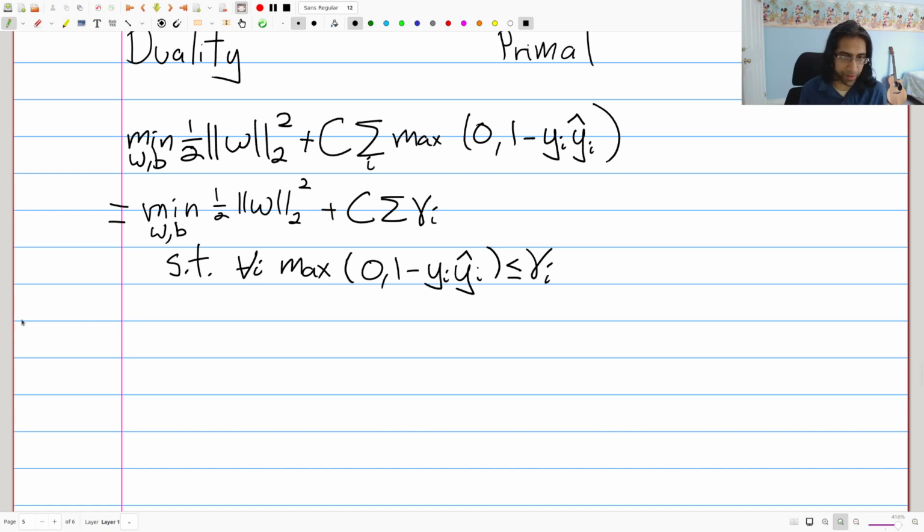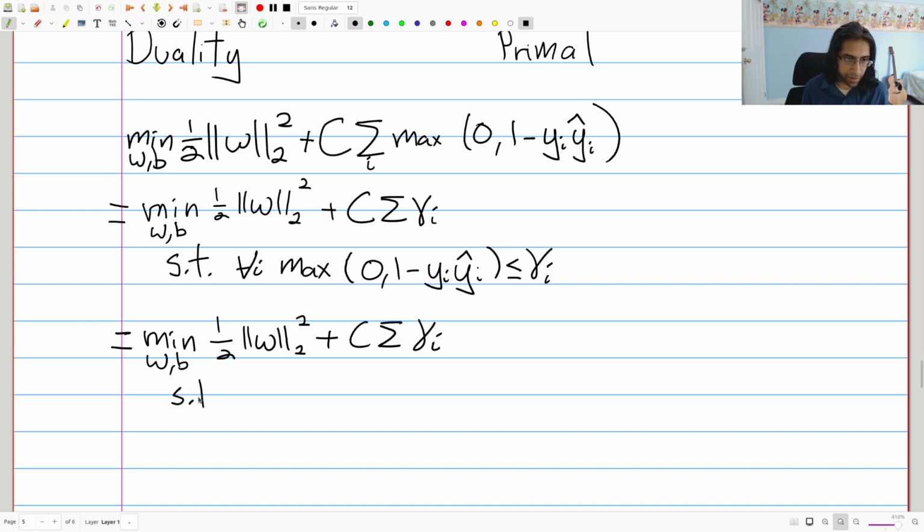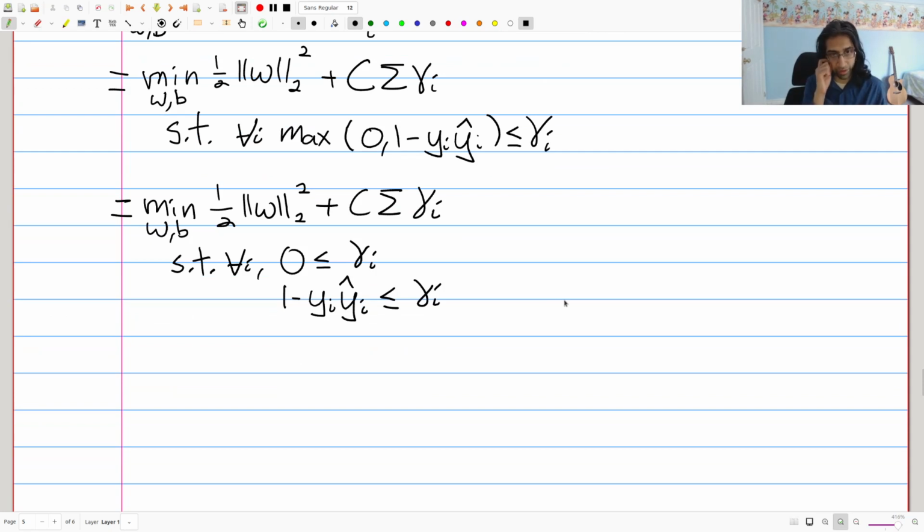Okay, this is not where we finish, in the sense that we can also expand this to write it as min over W, B of 1/2 norm of W, L2 squared, plus C summation of gamma I. And the next thing we're going to do is break this up into two constraints, because if the max of 0 and this term is less than or equal to gamma I, then they're both less than or equal to gamma I. So such that for all I, we have the following constraints: 0 is less than or equal to gamma I, and we also have that 1 minus yi hat is less than or equal to gamma I. Good. So this is an equivalent way of writing the problem.